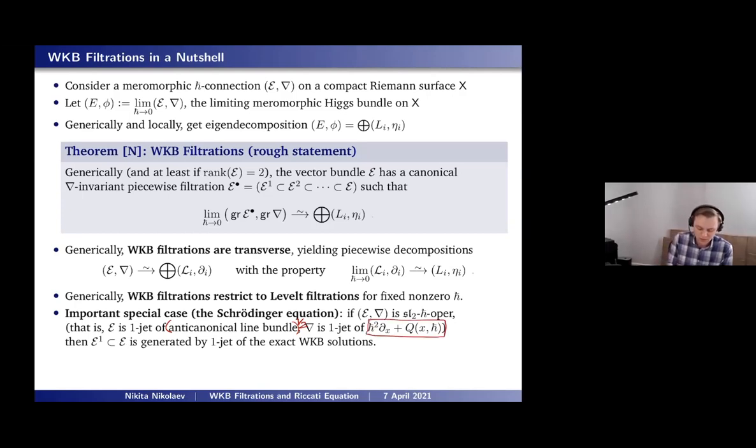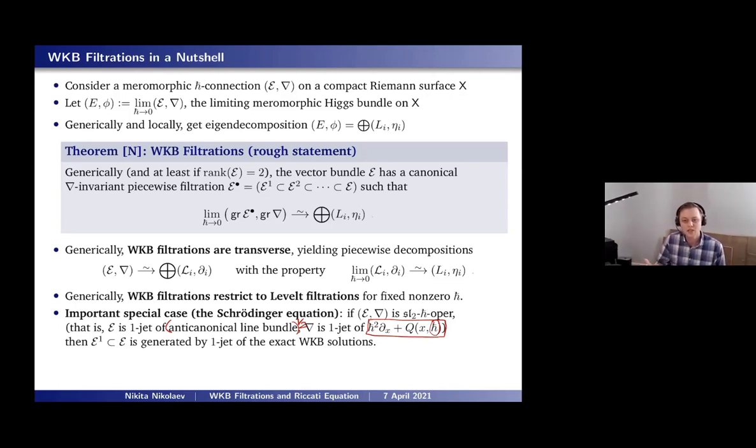So this is the usual form for a Schrodinger operator. I may or may not want to let my potential depend on h-bar. Usually I do, and maybe in some very bizarre way. Anyway, the point is that this is now a meromorphic h-bar connection, and I'm claiming that it has this WKB filtration.